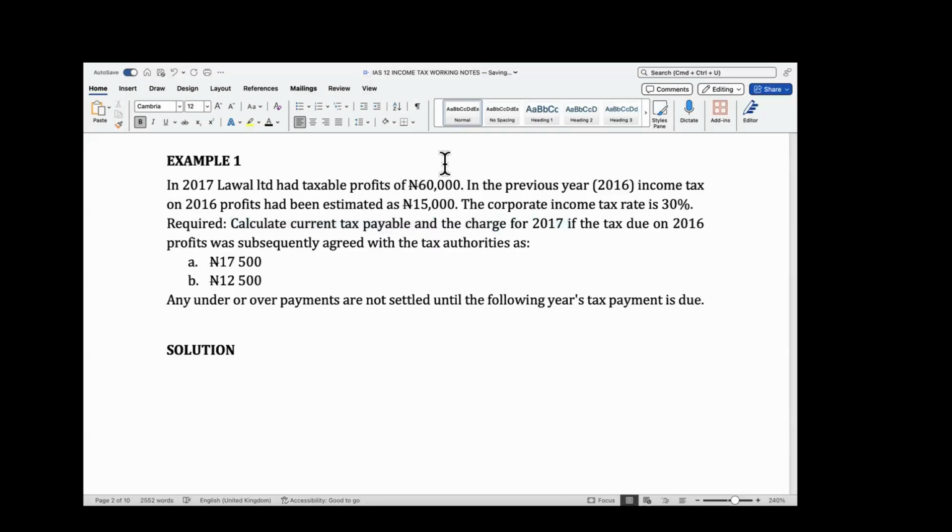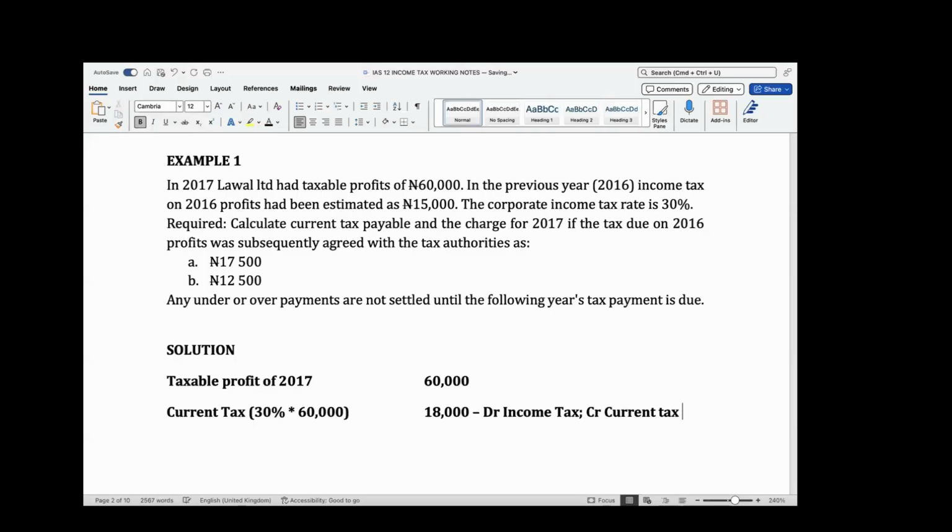So if I want to do that, they already gave me the taxable profit of 2017, as 60,000. And they told me that the tax rate is 30%. So that means the current tax for 2017 is simply 30% times the taxable profit of 60,000. Then I'll be looking at 18,000. So now you see this 18,000, ordinarily we should end here for 2017 because we should just debit P&L income tax for the year and credit current tax payable. It should just end here.